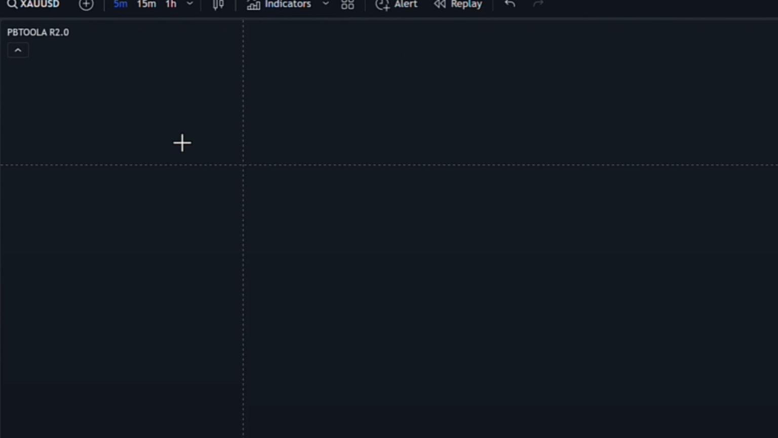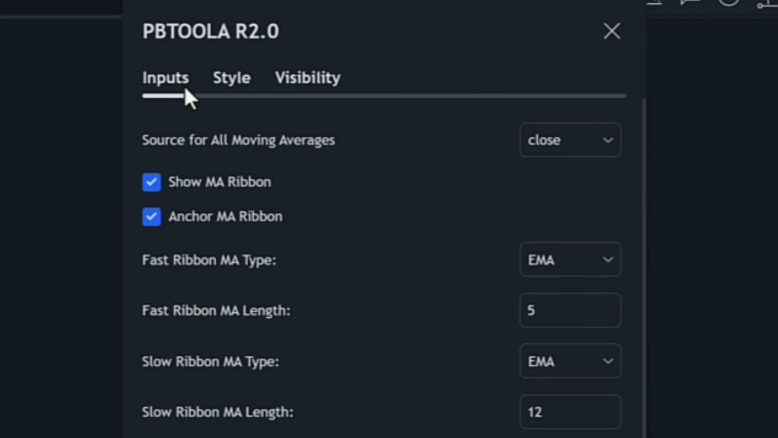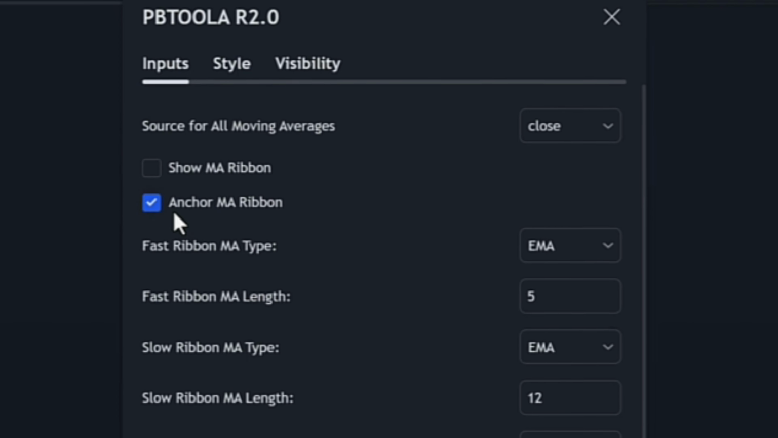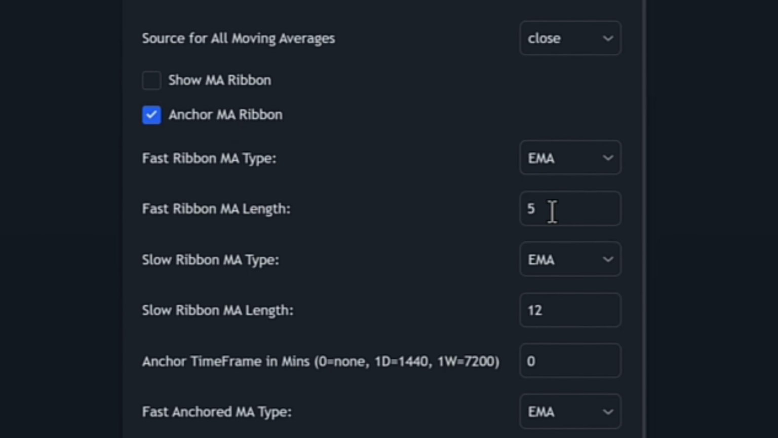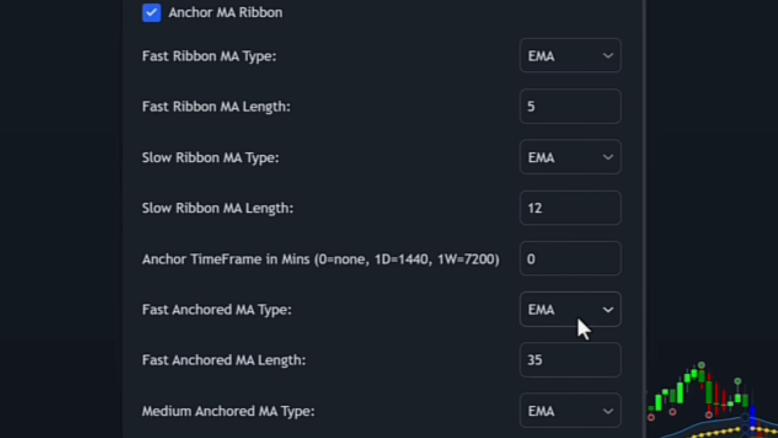Alright, let's dive back into the strategy. Head over to the Pullback Trading Tool indicator to optimize its settings. In the input section, make sure the source for all moving averages is set to close. Then disable the Show MA ribbon. No need to change these options: Fast ribbon MA type, fast ribbon MA length, slow ribbon MA type, slow ribbon MA length, and anchor time frame.